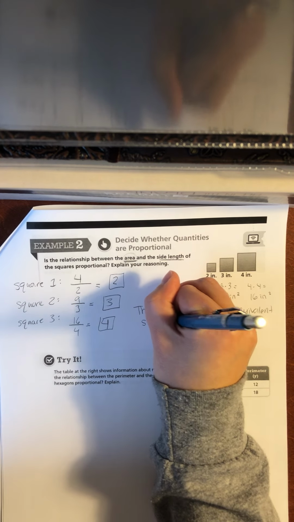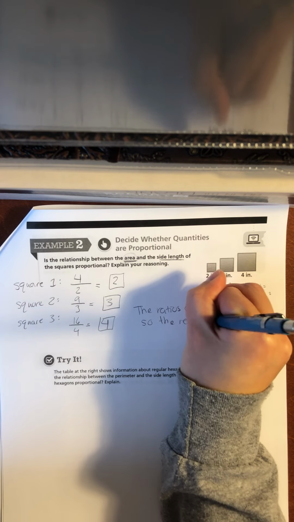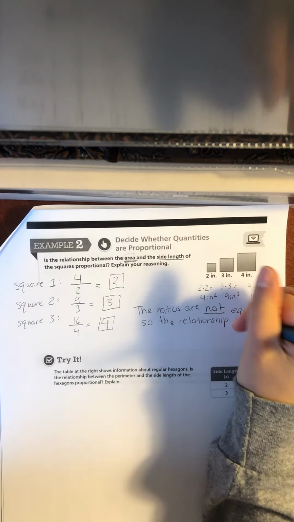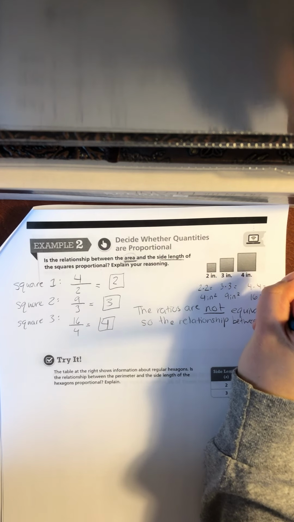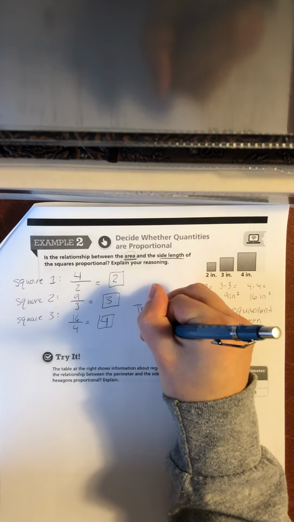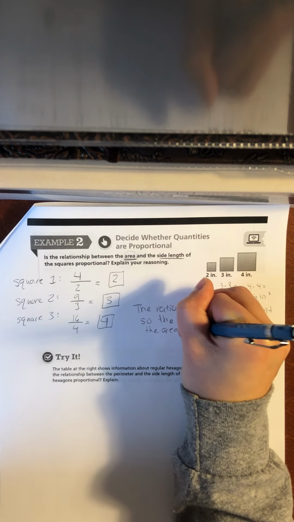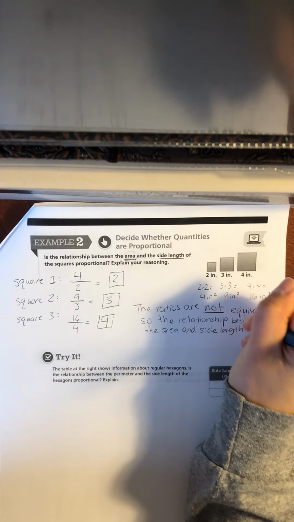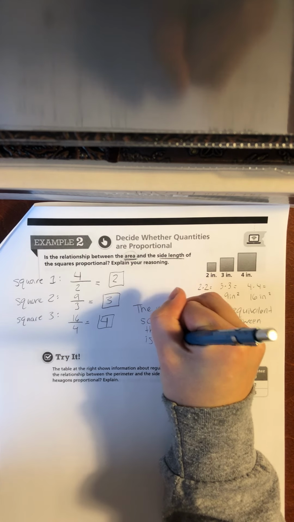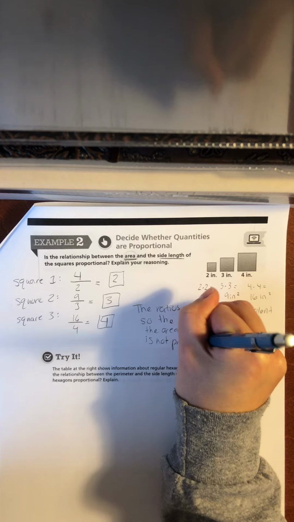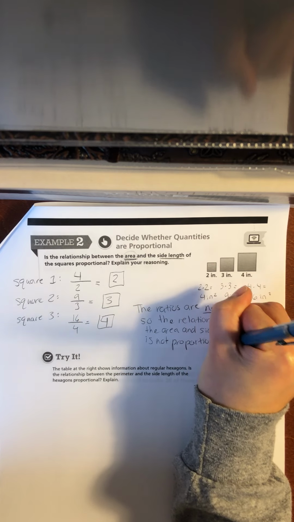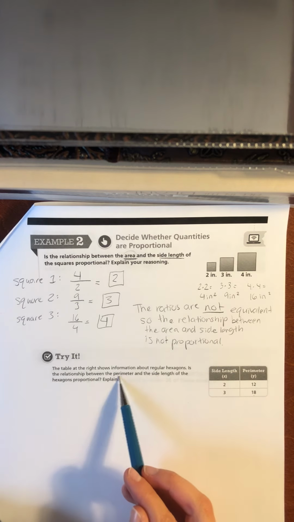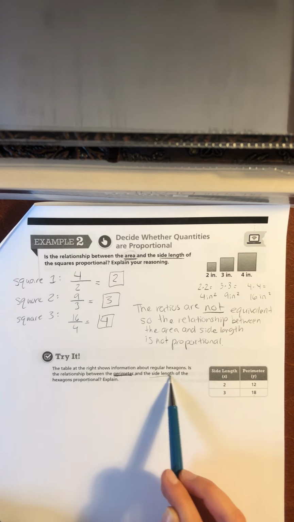So the relationship between the area and side length is not proportional. Try this one on your own. Remember that perimeter is listed first, so that's what goes on top, and then it's over side length.